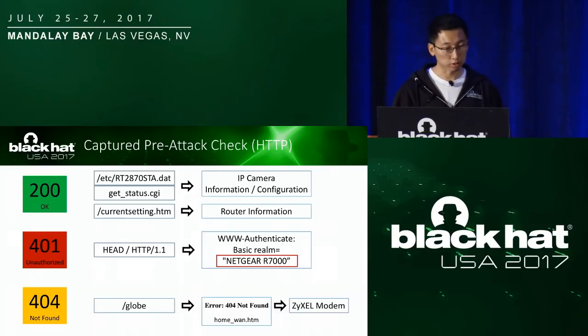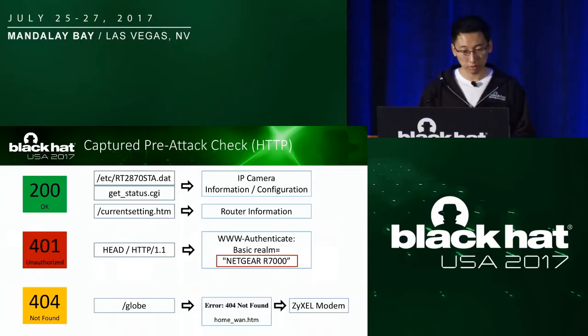A response with the status code 200 OK usually contains more information about the device. For example, the most frequently used URL to check whether the device is an IP camera is get_status.cgi, and the correct response should contain the configuration of the IP camera in the correct format. Similarly, the URL to check routers is current_setting.html, and the correct response should contain the router's information. The attacker will parse the response before they actually launch the attack.